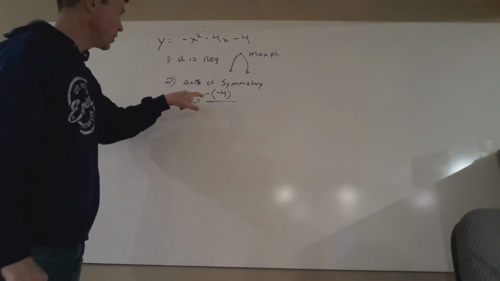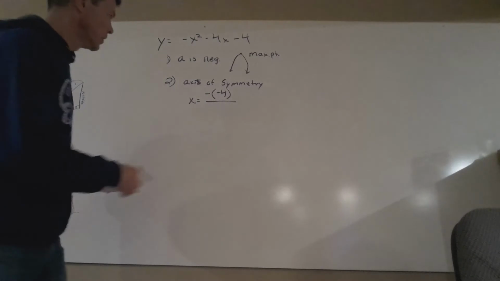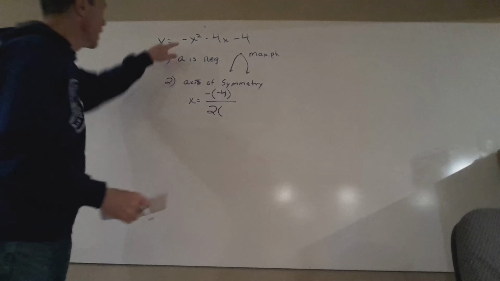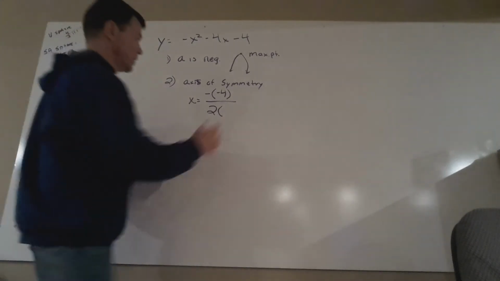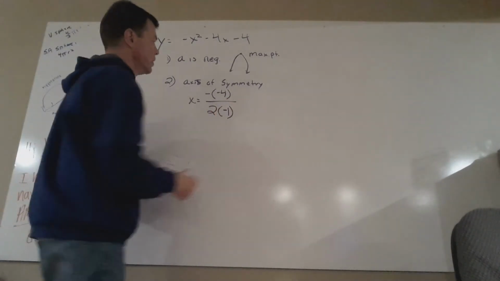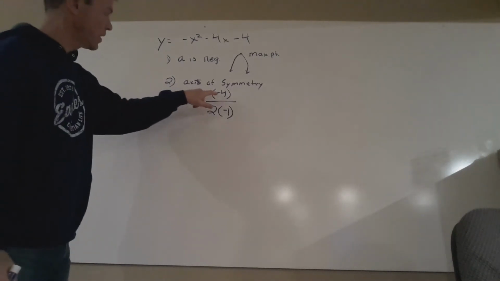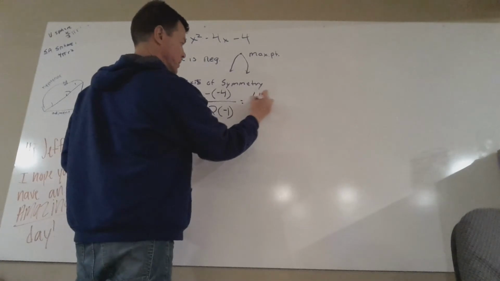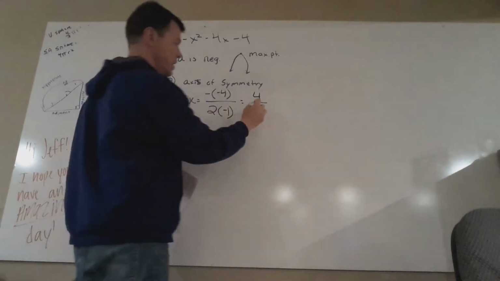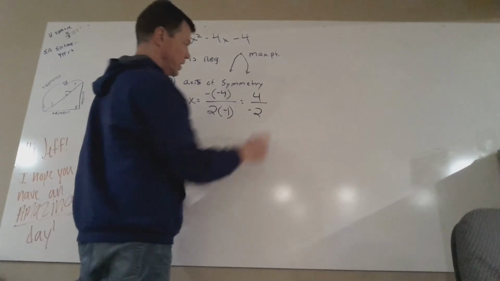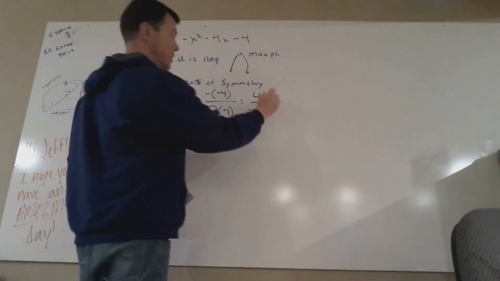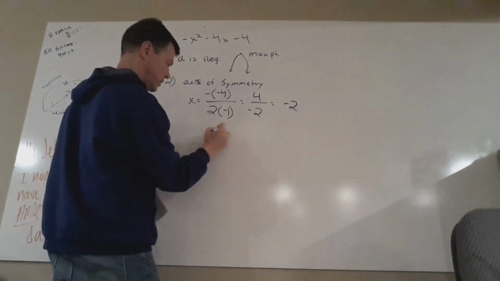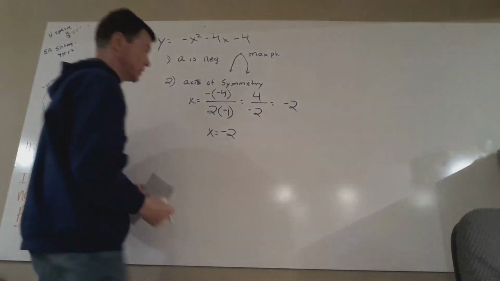But remember, in the formula, it's negative b all over 2a. So then 2 times our a. A value here is negative 1. All right, so negative in front of a negative 4. 2 negatives make it a positive. So positive 4 on top. 2 times negative 1 is negative 2. This simplifies 4 over negative 2 to negative 2. So x equals negative 2 is your axis of symmetry.